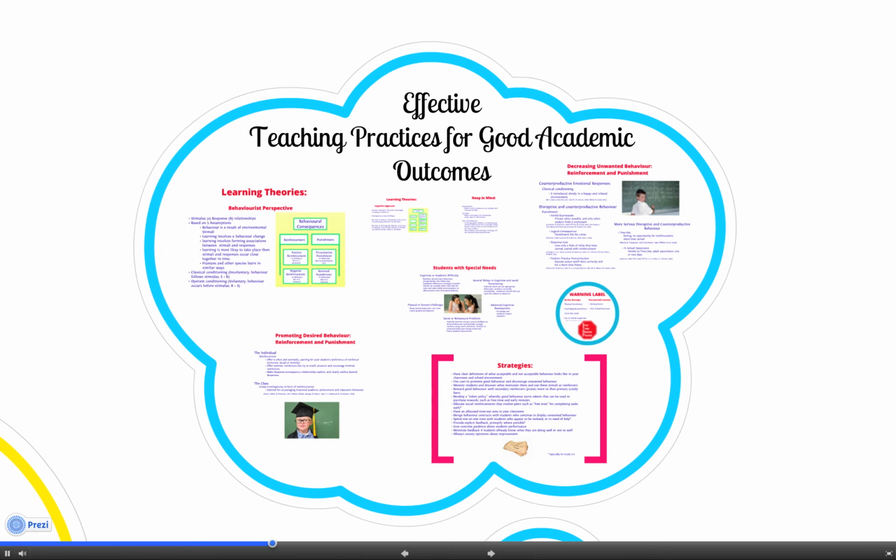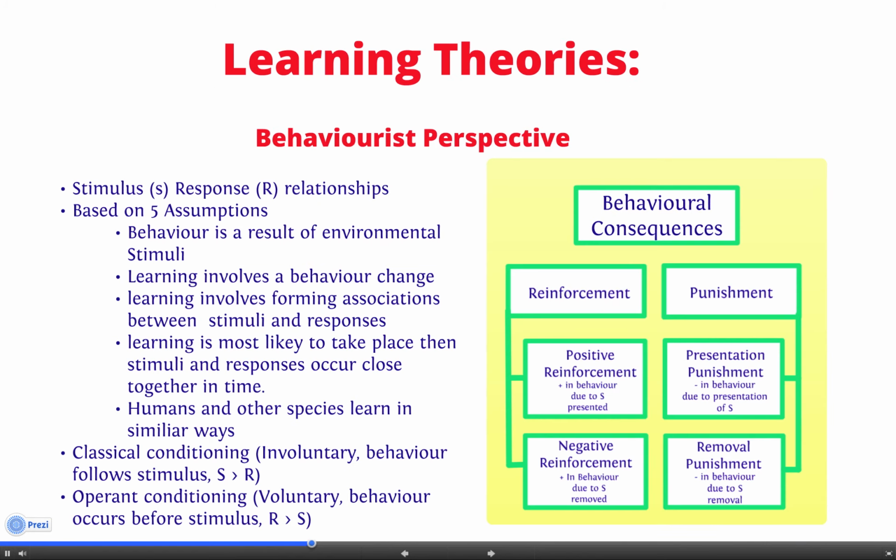Effective teaching practices for good academic outcomes. I'm going to just briefly go over learning theories, as I'm sure you would have covered it in your teaching education, but we're going to start with the behaviourist perspective. It's mostly about stimulus, S, and response, R, relationships, and it's based on the 5 assumptions on the screen before you now. Mostly in teaching, we focus on conditioning.